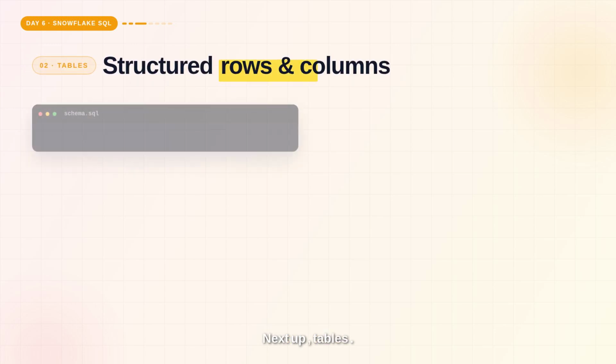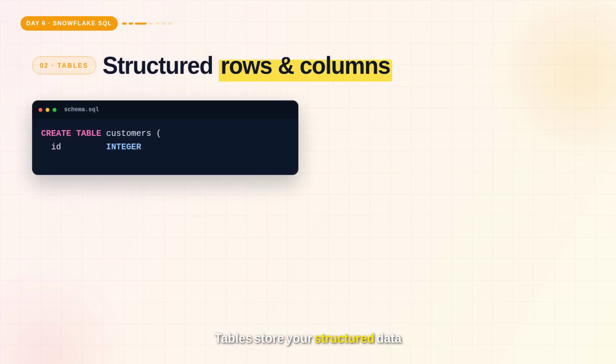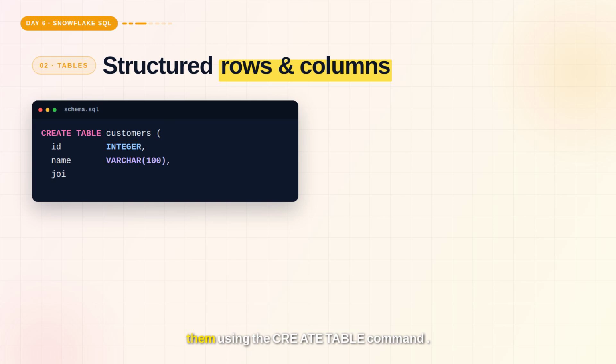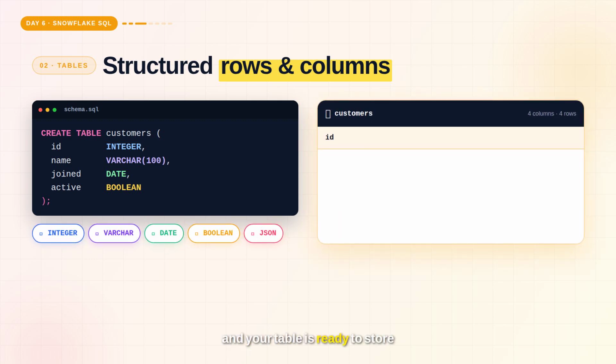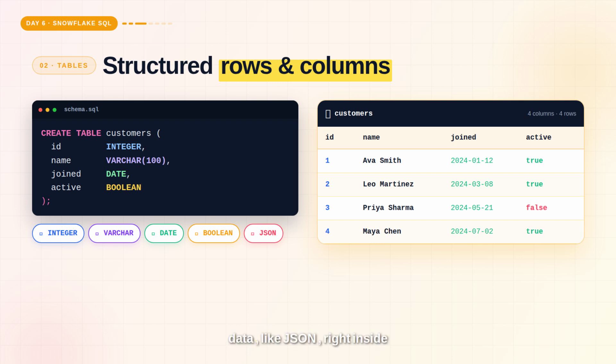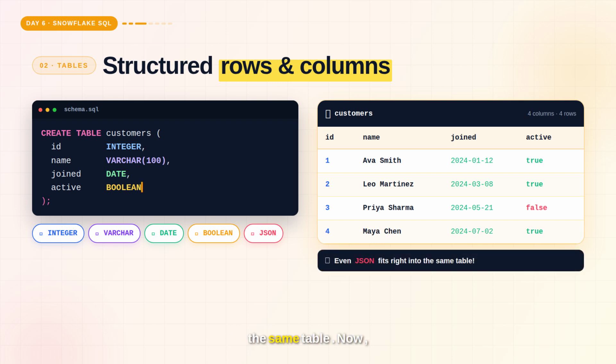Next up, tables. Tables store your structured data in rows and columns. You create them using the create table command. Define each column, pick your data types, like integer, VARCHAR, date, or BOOLEAN, and your table is ready to store data. Snowflake even supports semi-structured data, like JSON, right inside the same table.